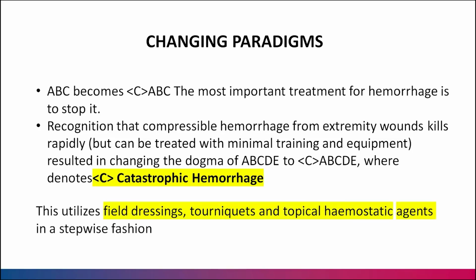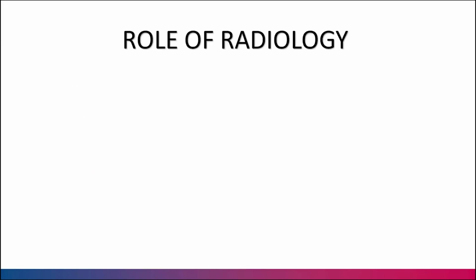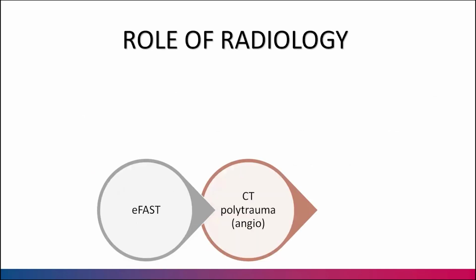Okay, so how do we do that? You can use field dressing, tourniquets, hemostatic agents, sometimes even REBOA. Okay, so these are the things that you can do to avoid a catastrophic hemorrhage. Okay, so coming to the role of radiology in this, so what do we do? Firstly, we do an e-FAST, and if we are unable to find out any bleeder, probably we can even think of doing a CT angiogram or a polytrauma CT.